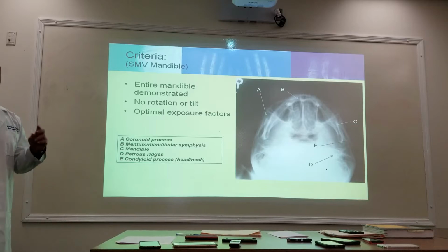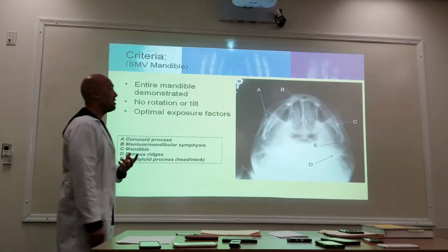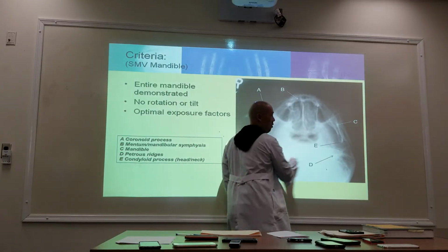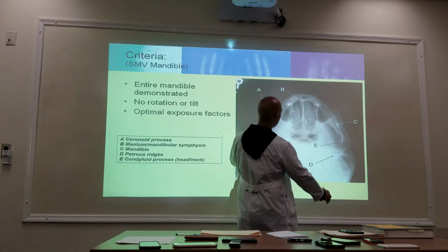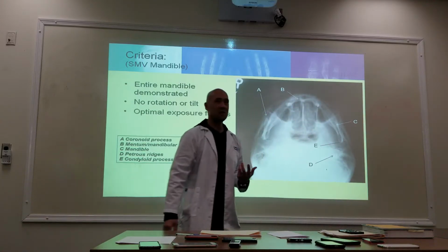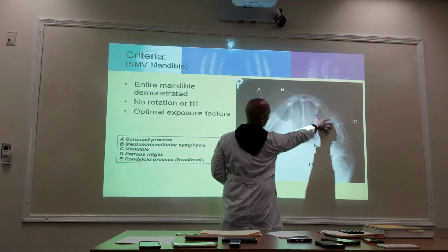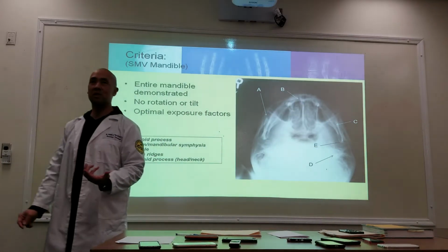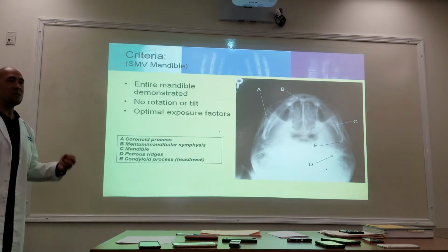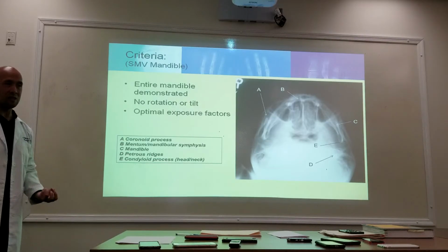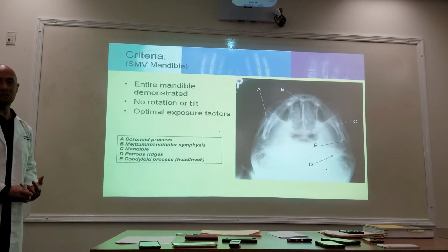Okay, except here's the difference. Remember when we did the SMV for the cheekbones, for the zygomas, this was all white. You couldn't see it, and all you saw were the jug handles. So here we're going to increase our technical factor so we can see the mandible. So that was the only difference between the two. With the zygoma, it was a lighter technique. For the mandible, it's a higher technique. But central ray positioning is all the same.